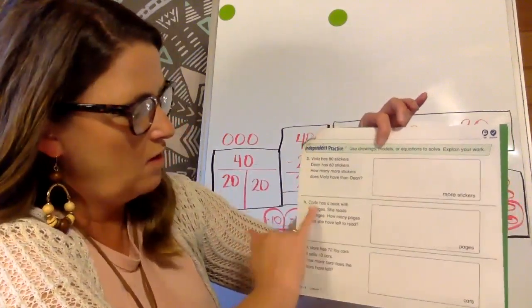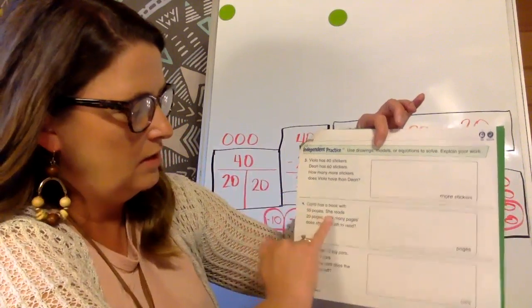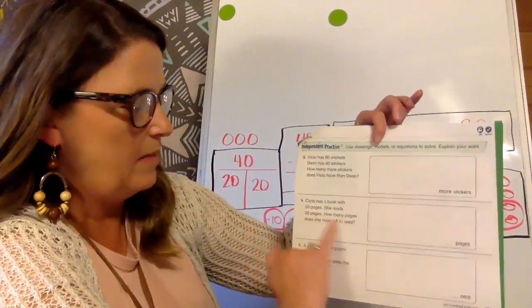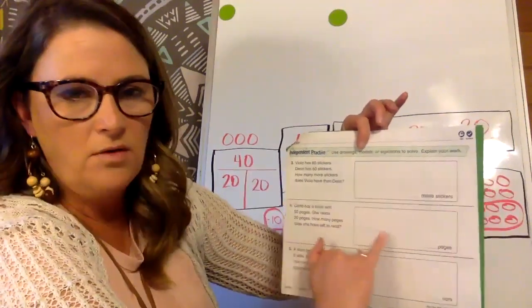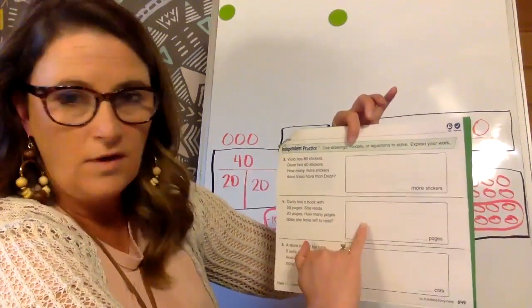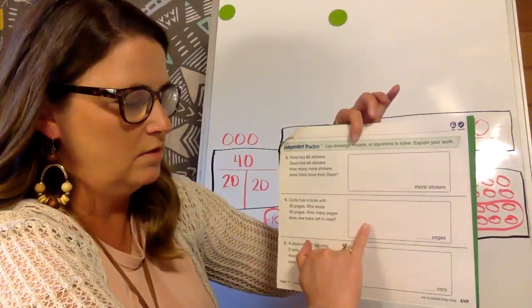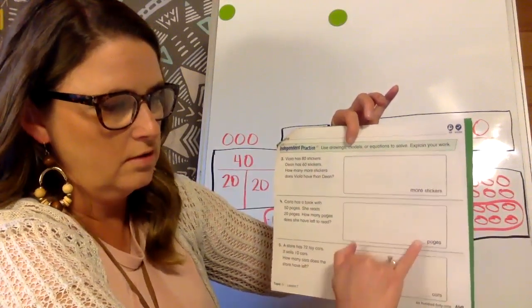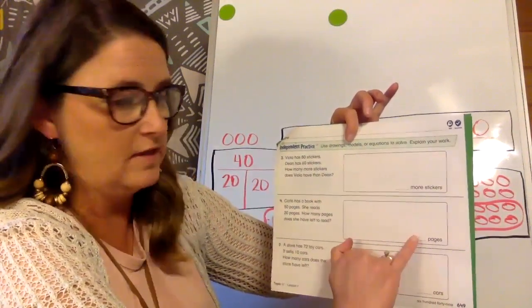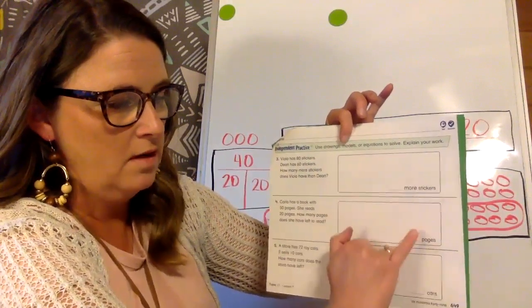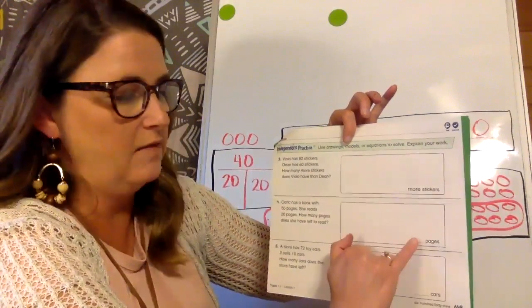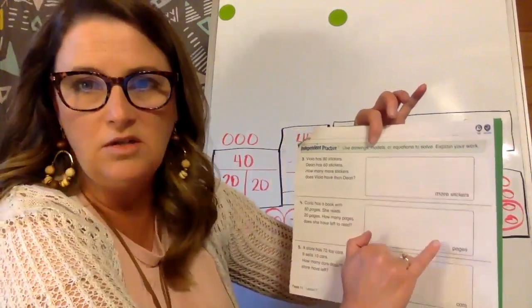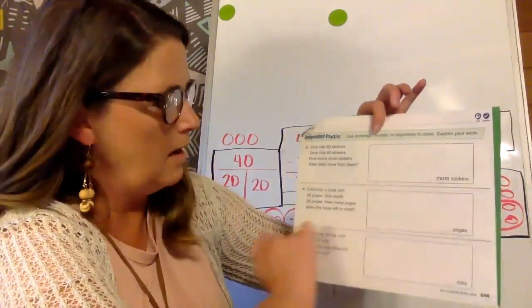Number 4 says Carla has a book with 50 pages. She reads 20 pages. How many pages does she have left to read? Okay, again, you'll make your model or your equation or whatever you choose to do to solve it, and then make sure when I look at your papers, I'm going to look, does your model match the number that you have on the blank? Do not forget to put that number on the blank. If you do, we'll send it back to you just like I would do at school.